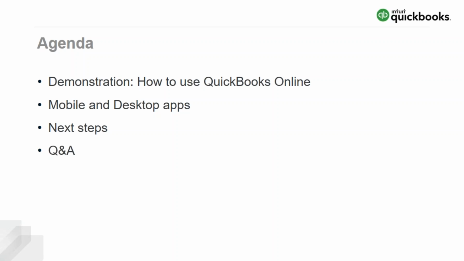But one thing I would note to you, if you're following the slides, they start with expenses and purchases, but I'm going to start with sales. So I'm just going to do it a little bit out of order. I like money coming in before the money's going out. And then we'll talk about the mobile and the desktop apps, next steps, and then we'll have Q&A.